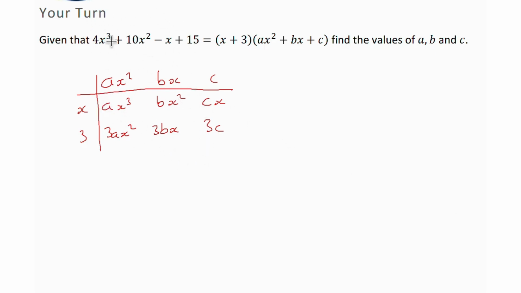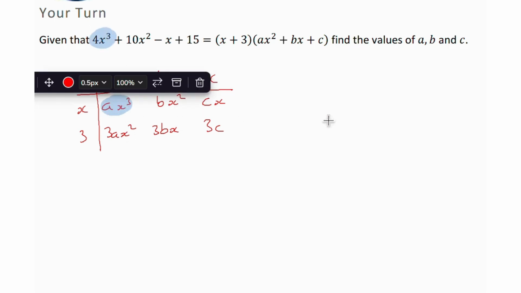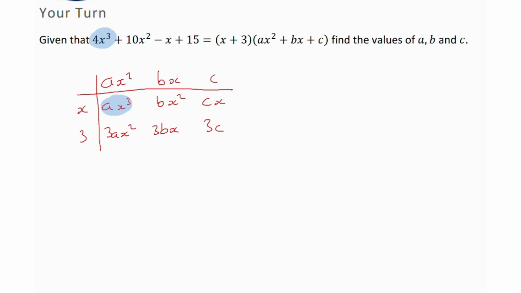So doing this one step at a time, first of all, I have 4x cubed. The only way I'm getting an x cubed out of this expansion is ax cubed there. So that means that a has to be equal to 4 immediately.